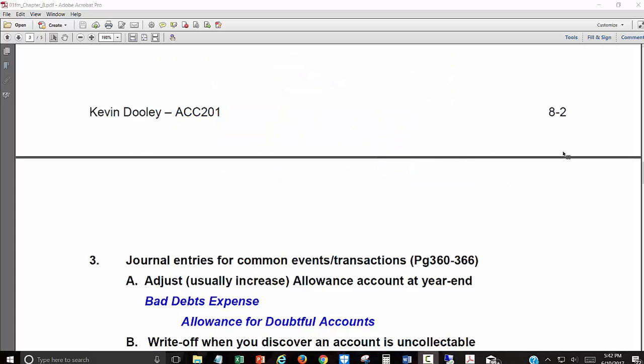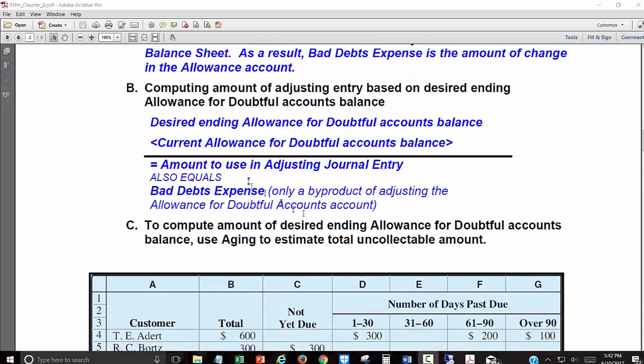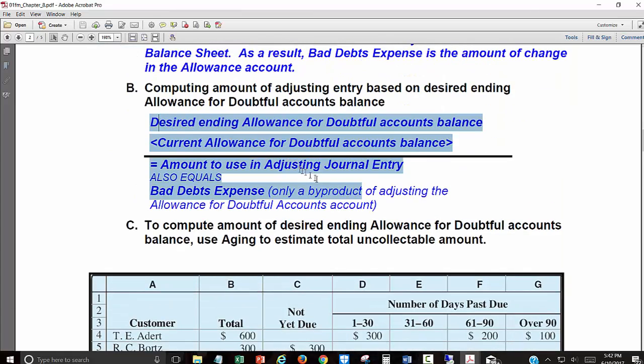So here are some typical journal entries when using the allowance for doubtful accounts. First of all, when we adjust the allowance account, we'll debit bad debts expense to increase that expense account on the income statement and credit allowance for doubtful accounts by however much we decided we needed to change it. That's using this computation here.